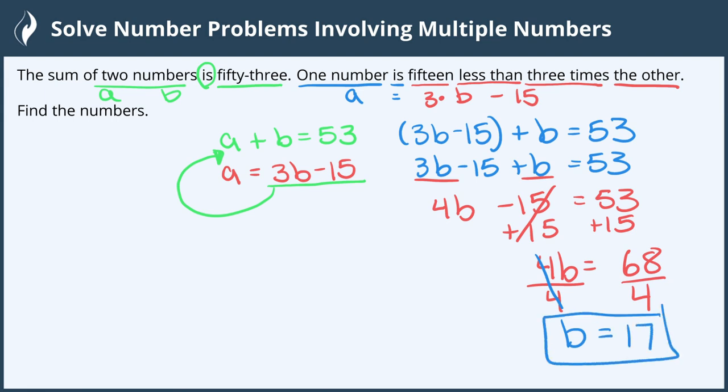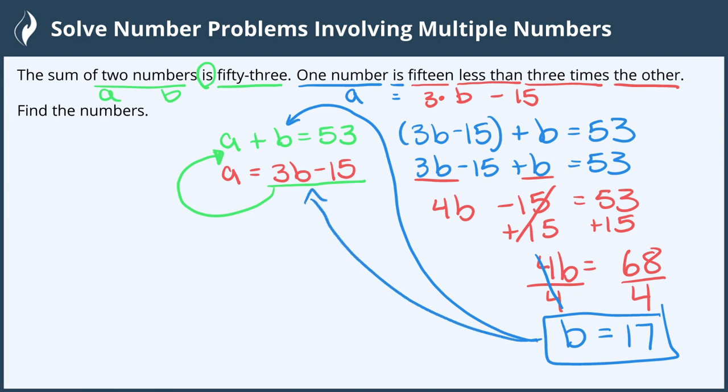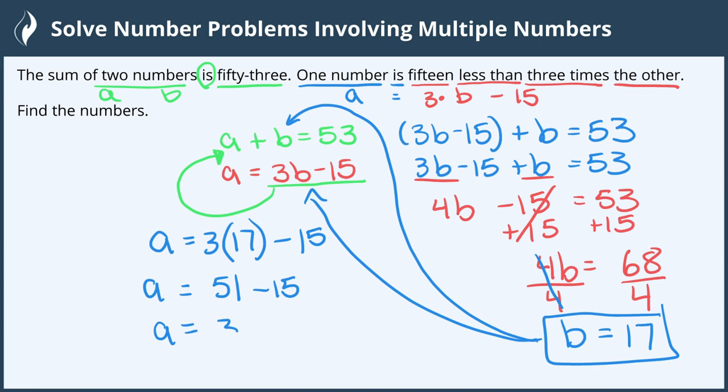Now we found one of our numbers, but we have to find the other. We can use this B to substitute into either of these equations to solve for A. And since the second one's already solved for A, let's go ahead and do that. It's already solved for A, so we'll get 3 times, substitute 17 in for B, minus 15. Then we get 17 times 3 in my calculator is 51. So A equals 51 minus 15, and 51 minus 15 in my calculator gives me 36.